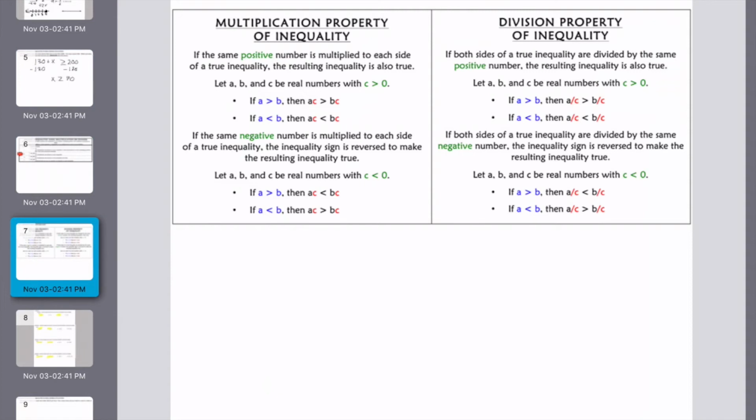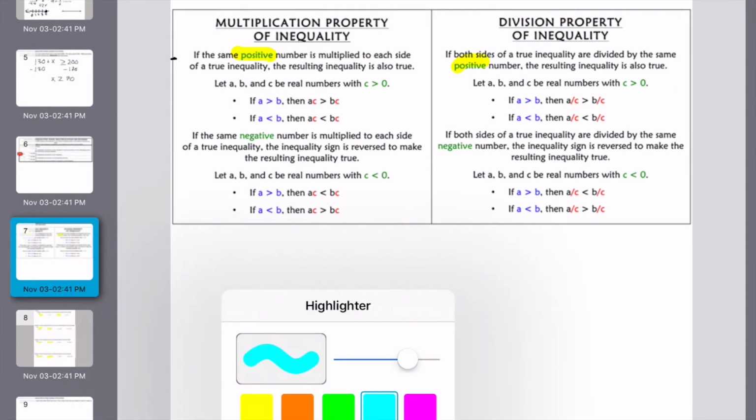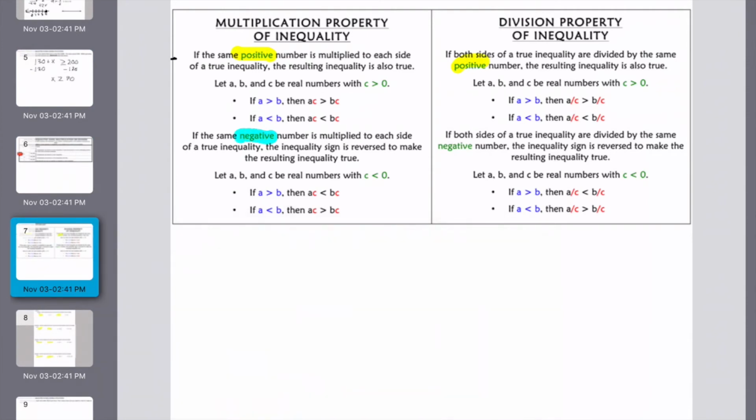It's super important for us to see in this first part, if the same positive number is multiplied by each side of a true inequality, the resulting inequality is also true. And that's the same thing for division, but things get a little different when I talk about negatives. If the same negative number is multiplied by each side of the inequality, the inequality sign is reversed to make the inequality true. And that's the same thing for division. So whenever I multiply or divide by a negative number, I need to reverse my inequality sign.